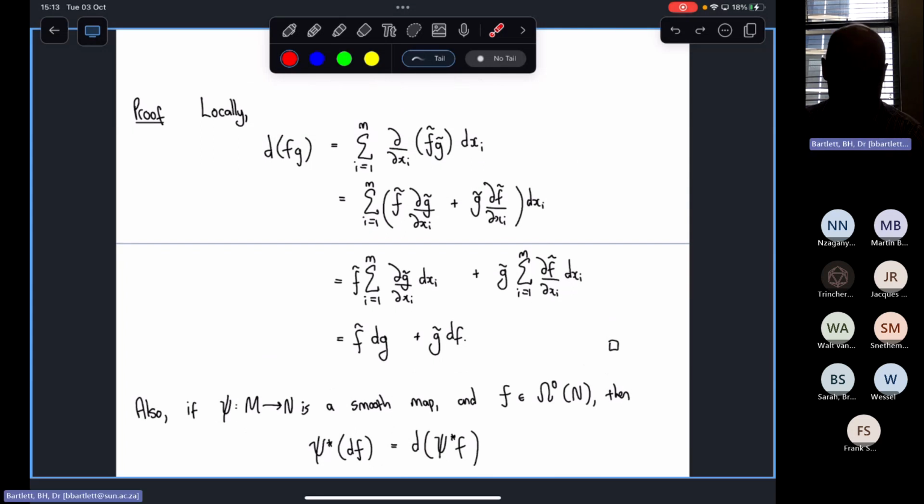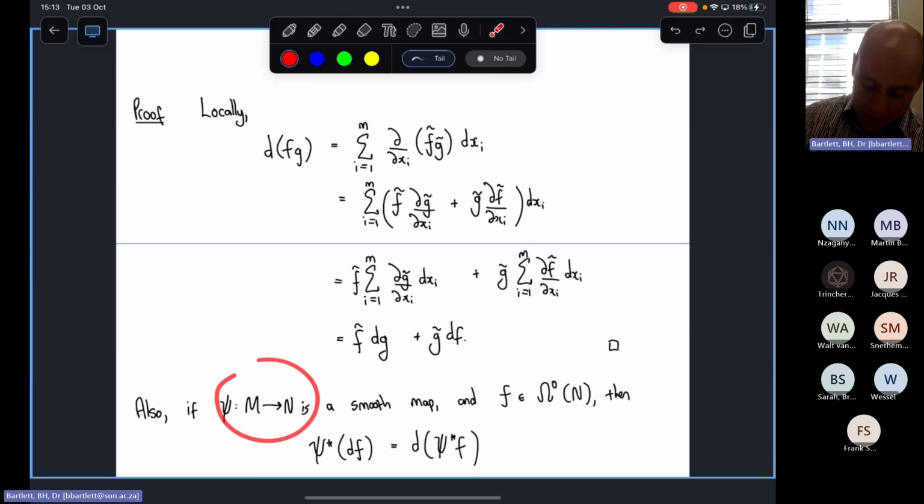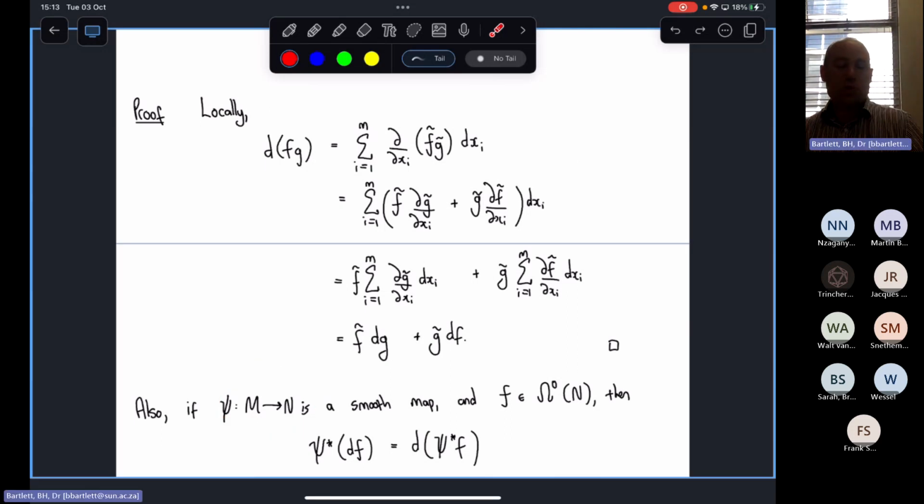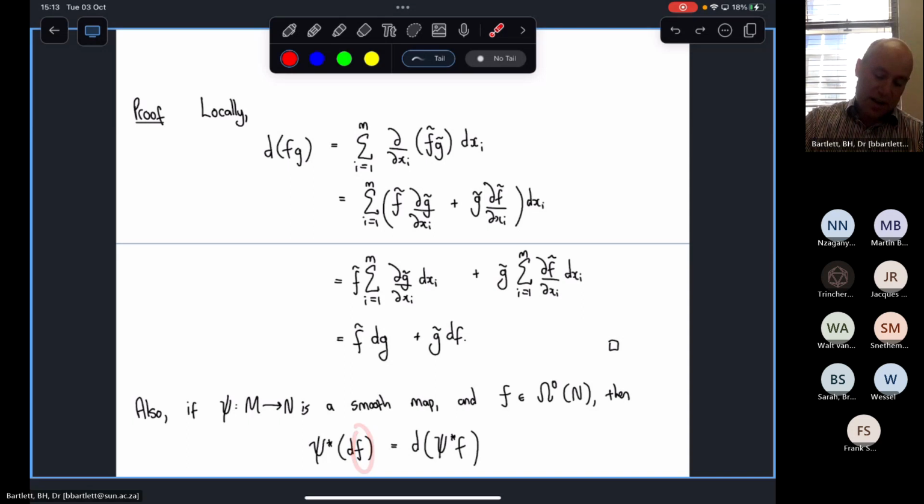Okay, moreover, if I've got a smooth map from manifold M to manifold N, then this pullback operation, which I defined just now, is compatible with the differential operation. Namely, if I start with a function, I calculate its differential to get a one form, and then I pull that back to get a one form on M, that's the same thing as starting with a function on N, pulling it back to get a function on M, and then taking the differential of that function on M.